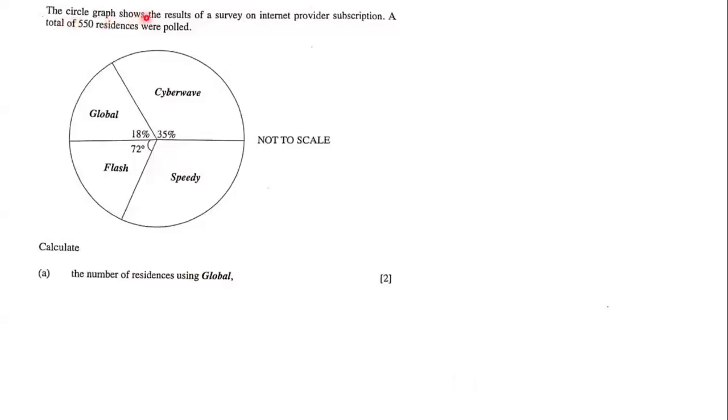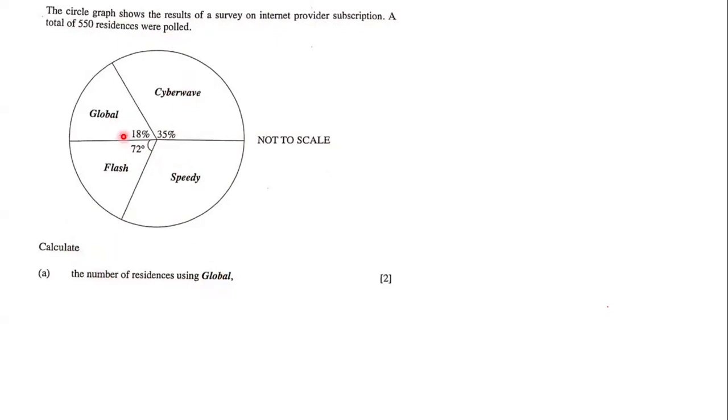The circle graph shows the results of a survey on internet provider subscription. A total of 550 residences were polled. So we have Cyberwave at 35%, Global at 18%, Flash accounts for 72 degrees, and we have Speedy here. Calculate the number of residences using Global.